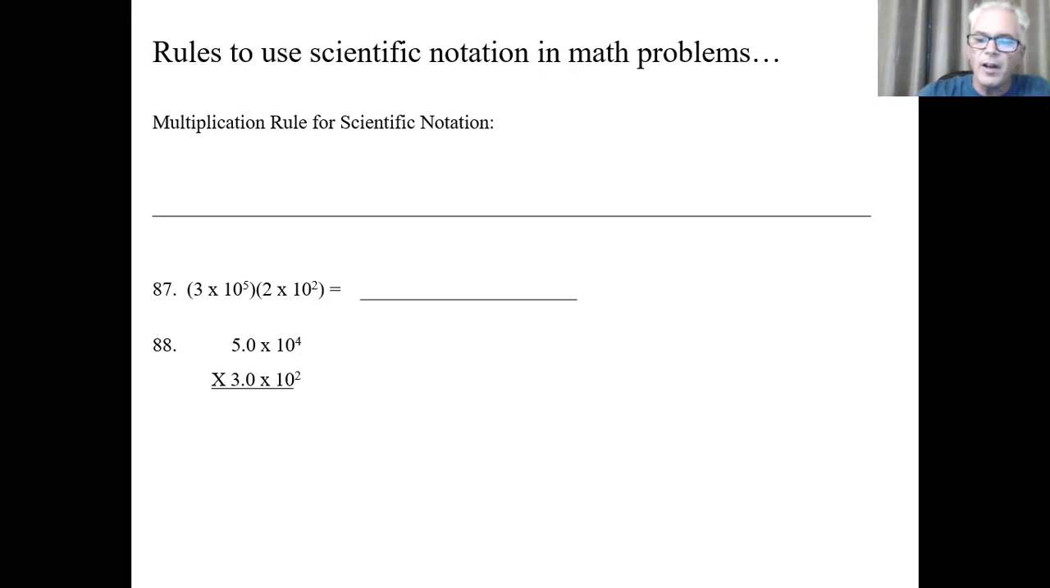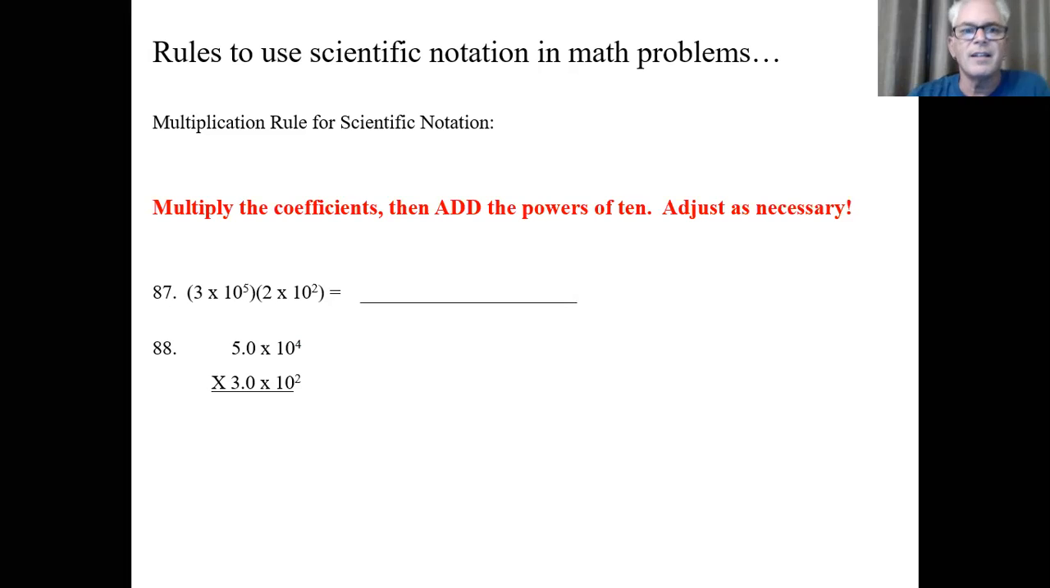All right. The rules for multiplication are really easy. You're going to multiply the coefficients. Then you're going to add up the powers of 10. And sometimes your answer just pops out and it's beautiful, like for 87. But sometimes with 88, we're going to see it's a little tricky. There's one extra step. You might have to adjust your answer.